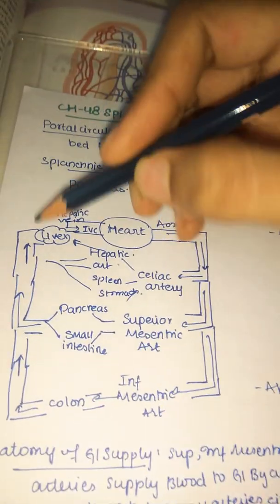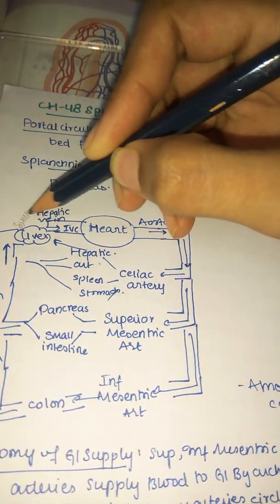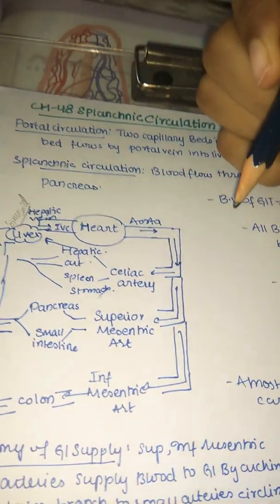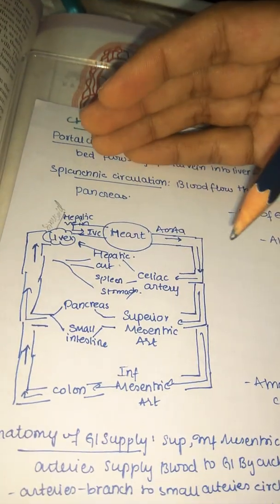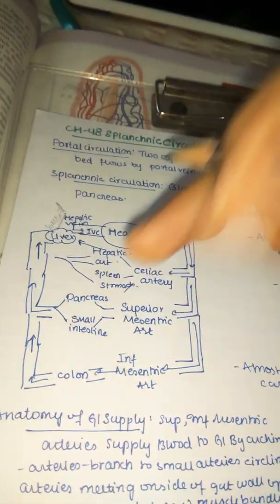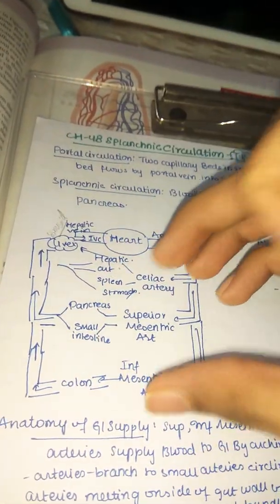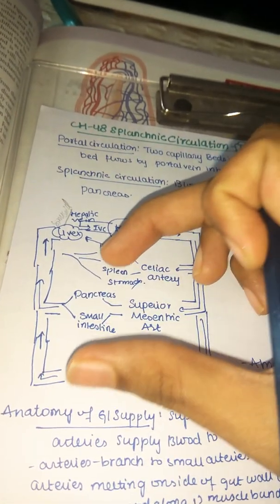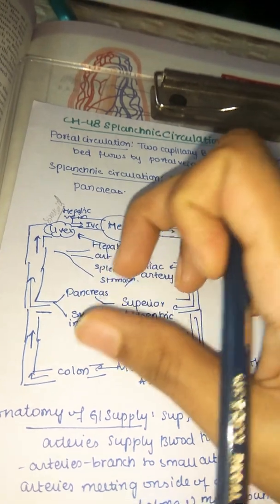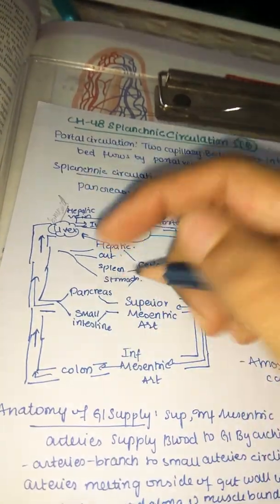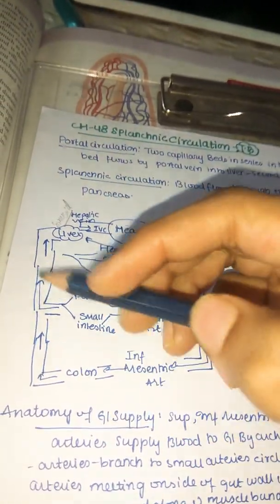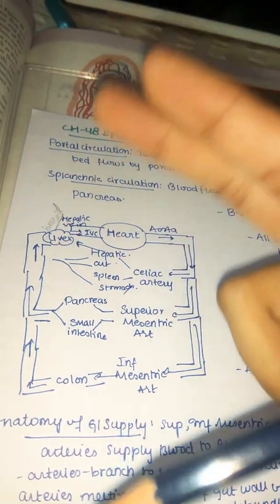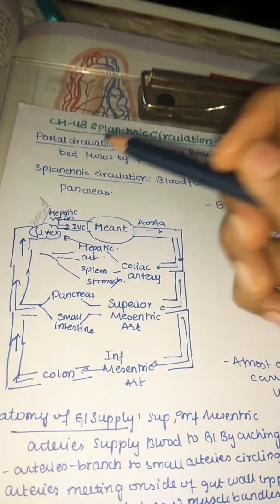So in the liver we have sinusoid cells, right? So there is a capillary bed even in the liver. So two capillary beds are involved mainly in portal circulation. The first capillary bed is this one, because as we know the celiac, superior, and inferior mesenteric arteries are all considered one GI capillary bed. So one GI capillary bed and another capillary bed in the liver. So two capillary beds are involved in portal circulation.